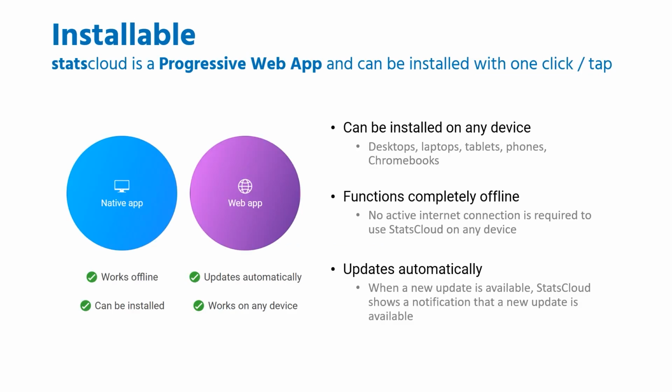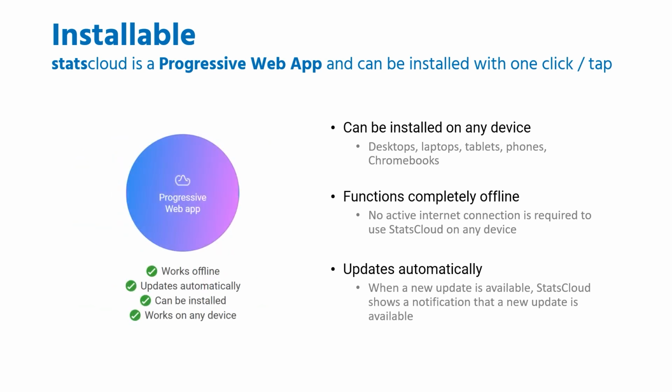So here's a little bit more about how we're meeting that criteria. First of all, StatsCloud is a progressive web app. I'm sure many of you know what a progressive web app is. But to summarize, it's a web app that you can install and run offline on any device. And really, it has the advantages of both a native app and a web app. So it works offline, it updates automatically, it can be installed on any device, and it will just work.